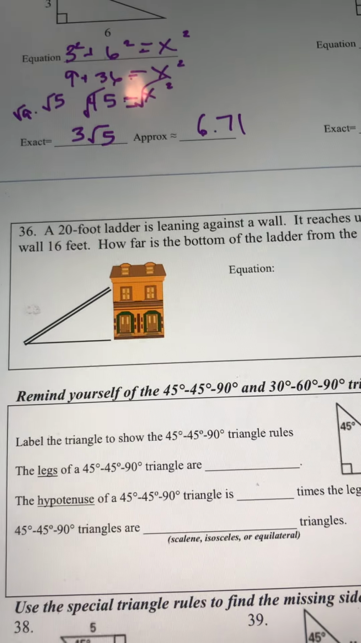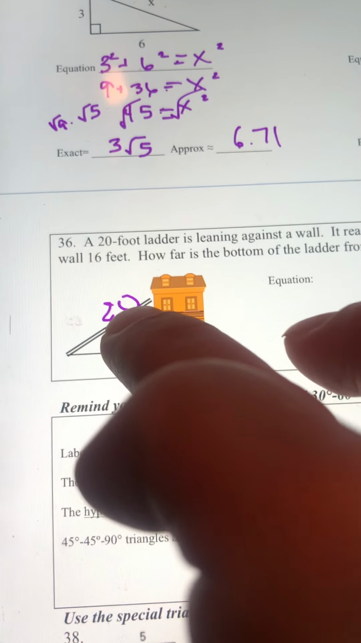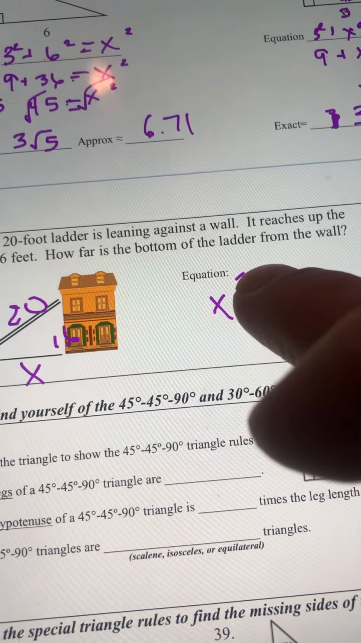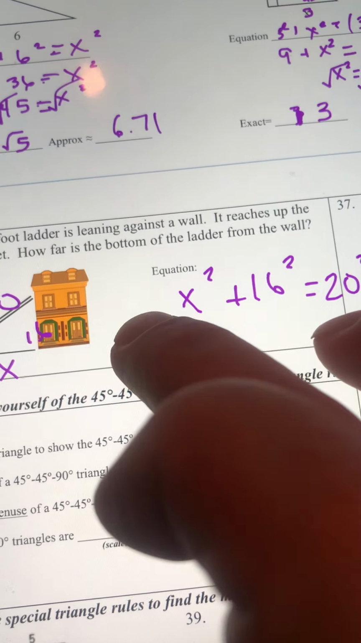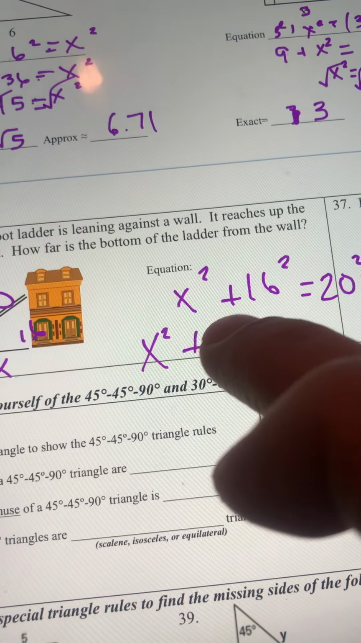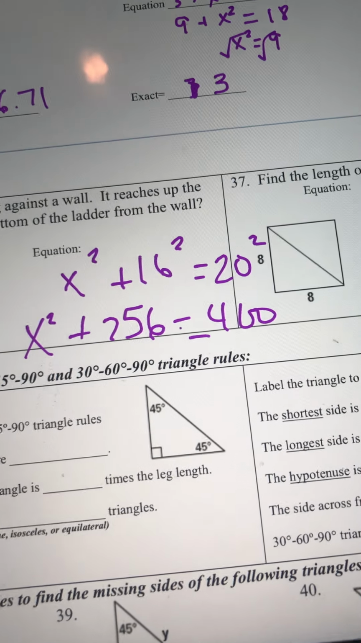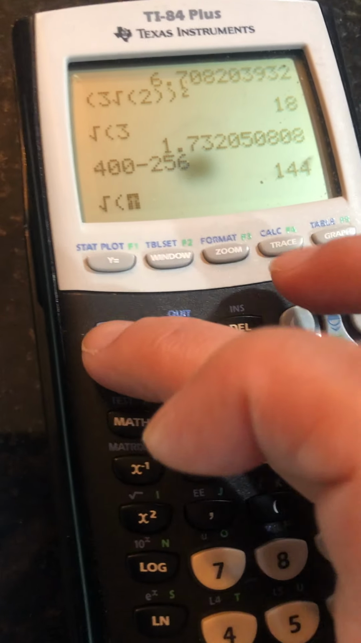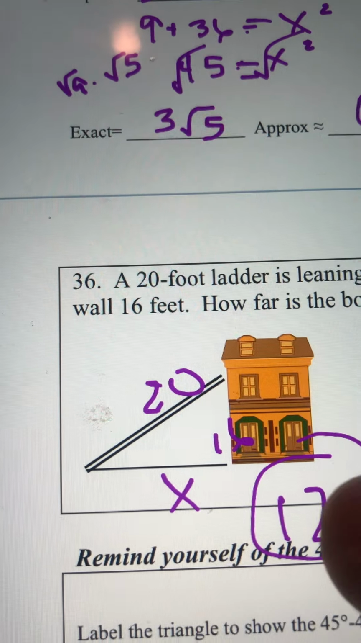Two more like little story problems. You do have a story problem on your quiz. A 20-foot ladder is leaning against the wall. It reaches up the wall. 16 is the wall, and then there's the x. So the equation is x squared plus 16 squared equals 20 squared. So x squared plus 256 equals 400. So I'm going to subtract 256 from 400, and then I'm so thankful because the square root of 144 is 12. So the final answer there is 12 feet.